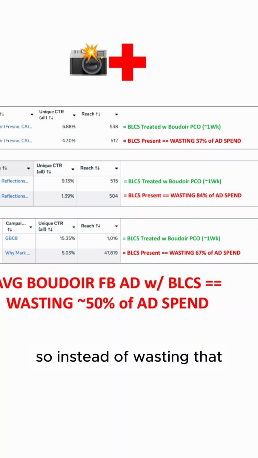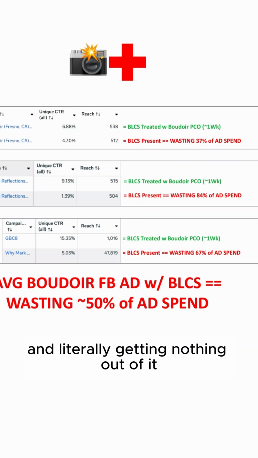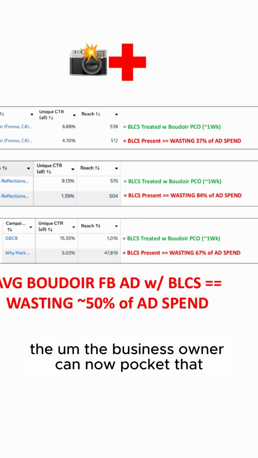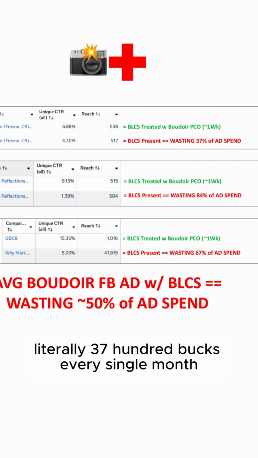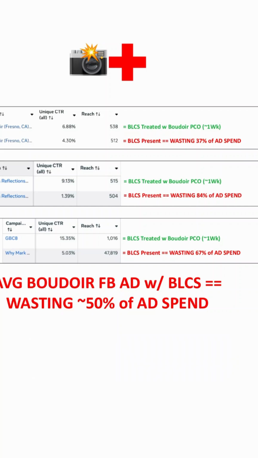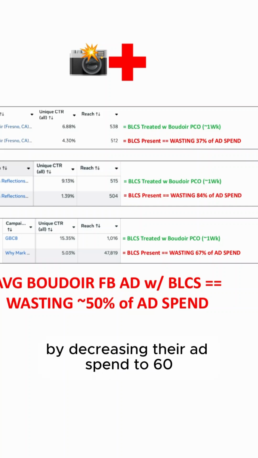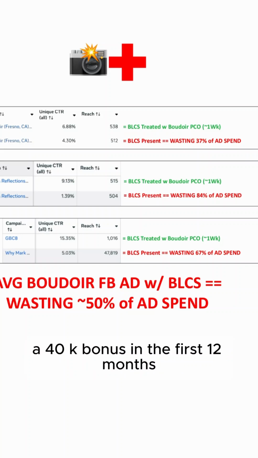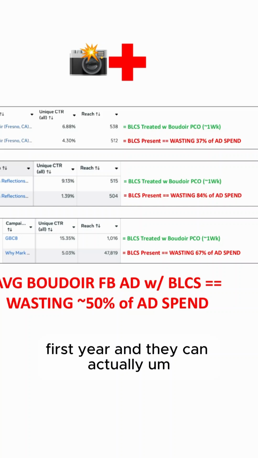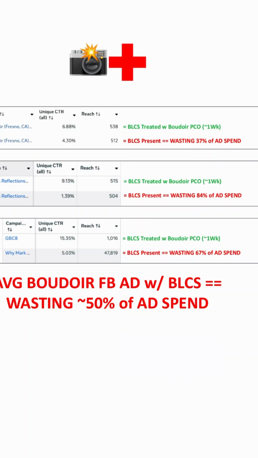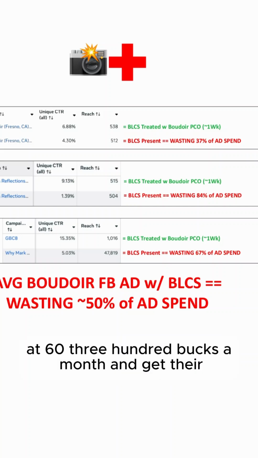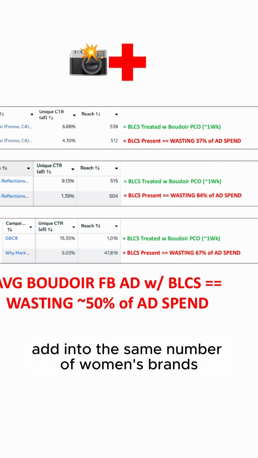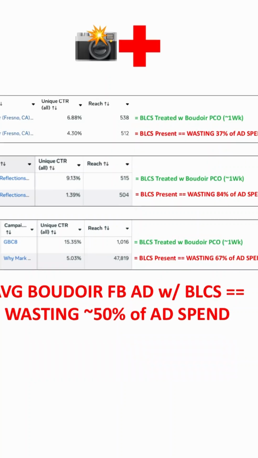So instead of wasting that, giving that to Facebook, and literally getting nothing out of it, the business owner can now pocket that, literally 3,700 bucks every single month, by decreasing their ad spend to 6,300 a month. So it's literally like, what's that, a 40K bonus in the first 12 months, first year. And they can simply run the Boudoir Pico treated ad at 6,300 bucks a month and get their ad into the same number of women's brains as if they ran the original 10 grand a month.